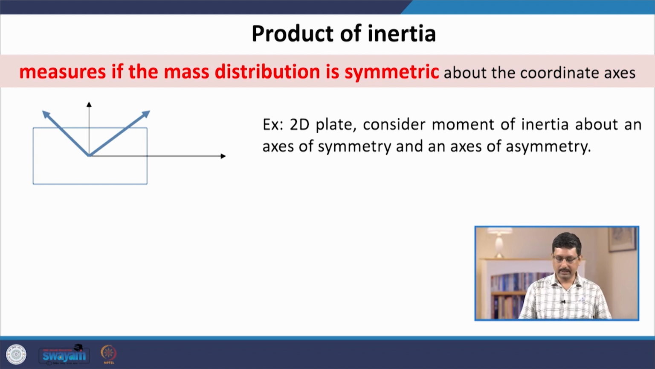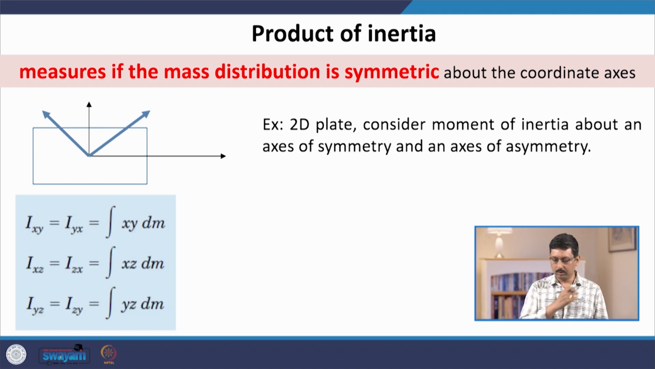So, here let us take an example. Suppose we have a 2D mass distribution, this is a 2D plate, and we want to consider the moment of inertia of this plate, and we consider two possible choices of our coordinate system, the blue and the black.